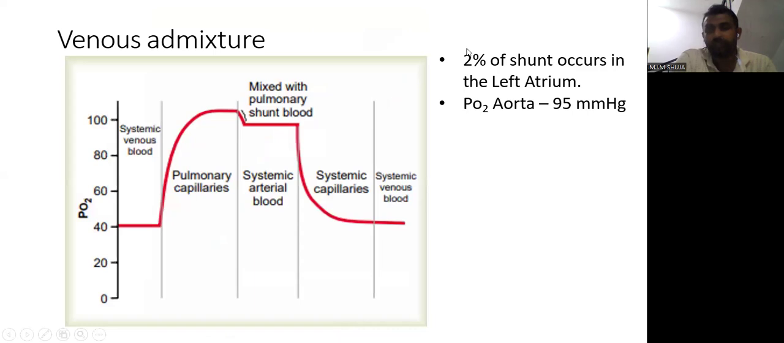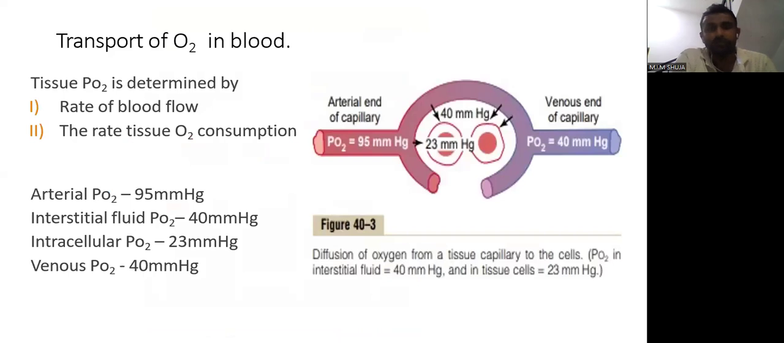Again, as I explained, pulmonary capillaries have more oxygen. They are mixed with shunted blood, that is deoxygenated blood, and there is a small reduction in the partial pressure of oxygen in the systemic arterial blood. The transport of oxygen in the blood depends on the rate of blood flow and the rate of tissue oxygen consumption. In the artery, the partial pressure of oxygen is 95. Then it gets utilized by the tissue, and at the veins it is 40.